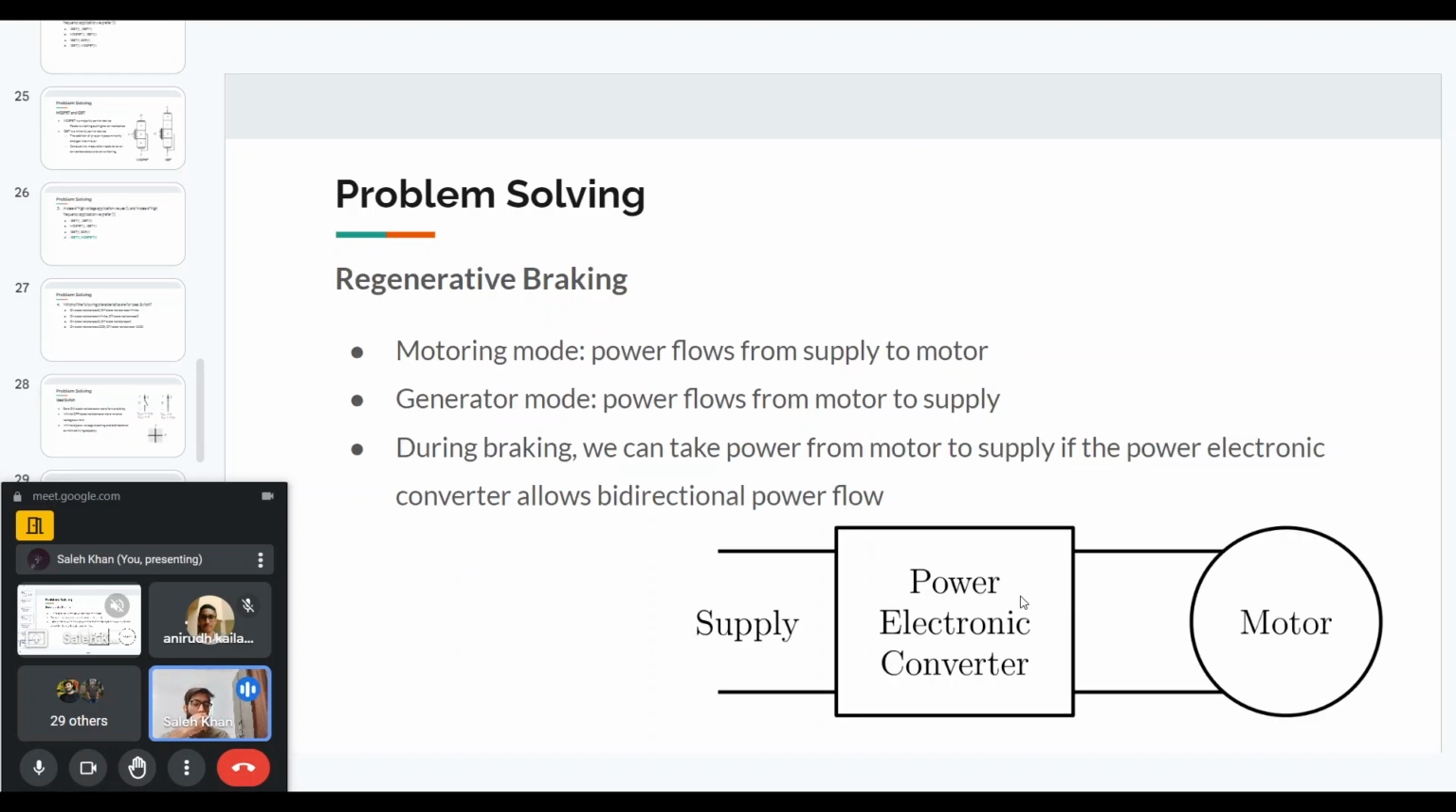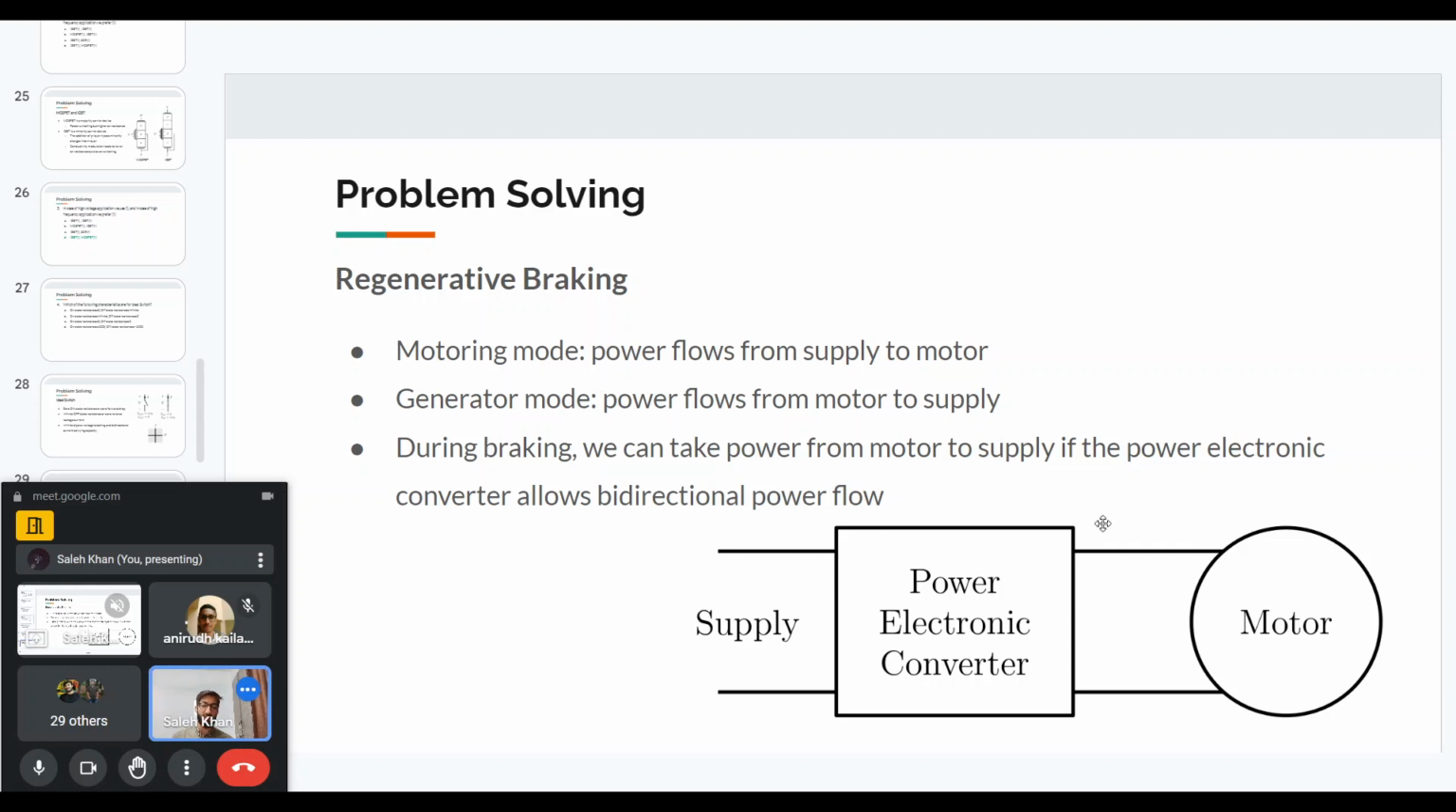Okay, what is regenerative braking? So motors that we use are basically every motor can be used as a generator, and every generator can be used as a motor. So they have a motoring mode as well as a generator mode. Motoring mode means that the power flows from the supply to the motor.